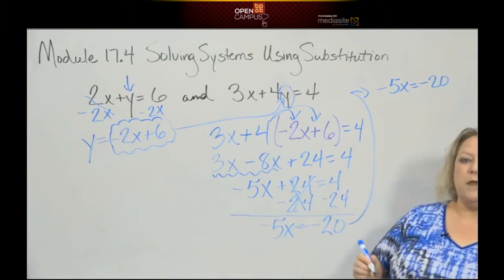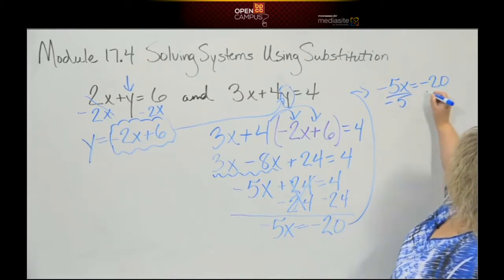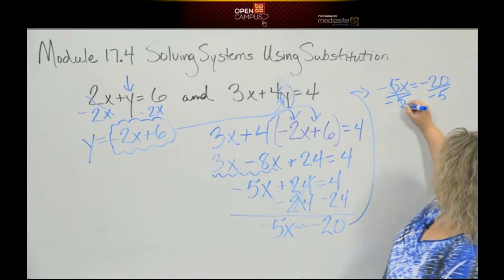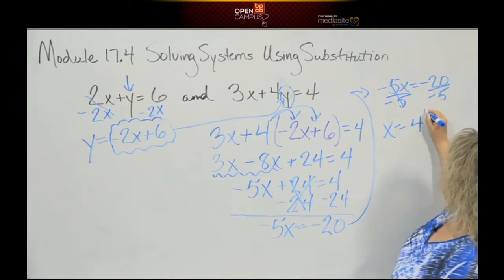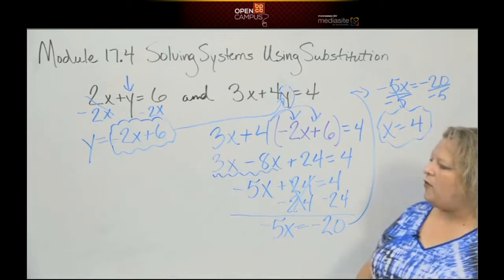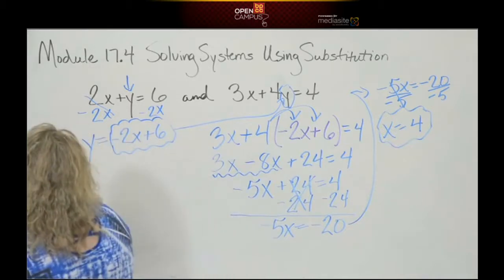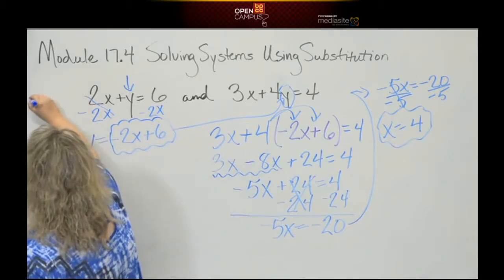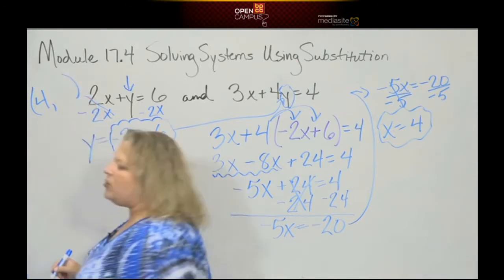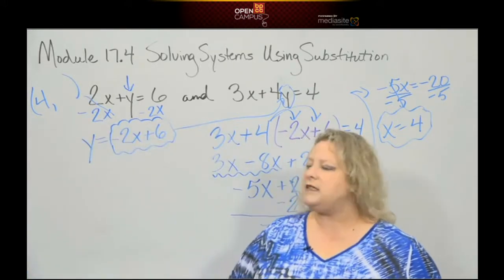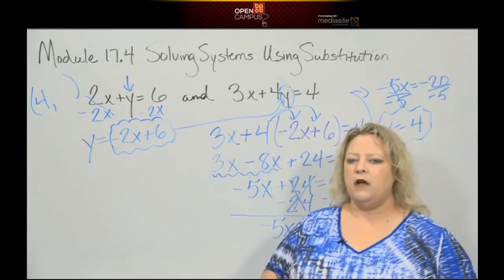And then I'm going to do my last step, which is division. So divide by negative 5, and I get x is equal to, a negative divided by a negative is a positive, so x is equal to 4. So that's the first answer. That's half. X is equal to 4. That's the first half of my ordered pair. Because remember, when you're solving systems, that's what you're looking for. You're looking for an ordered pair, okay?